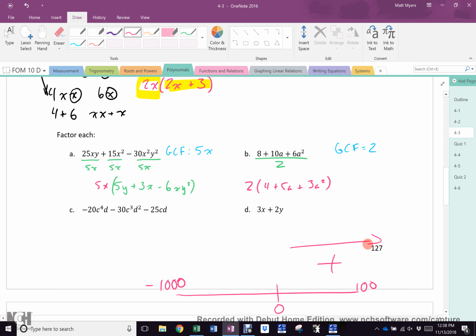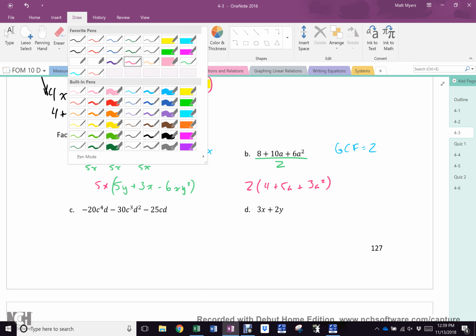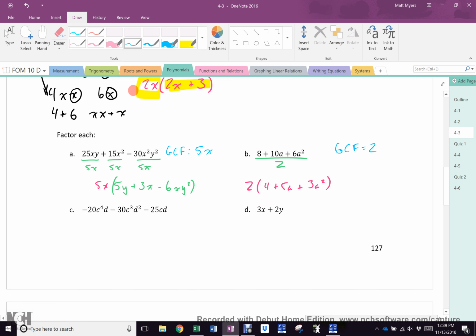Yes? A lot of people have problems with this. For example, if I put negative 500 here, a lot of you guys forget that negative 500 is bigger than negative 1,000. Everybody cool with that? Okay. Now, that is going to change something in this type of question. So let's look at this question and let's decide on what we think the GCF is.